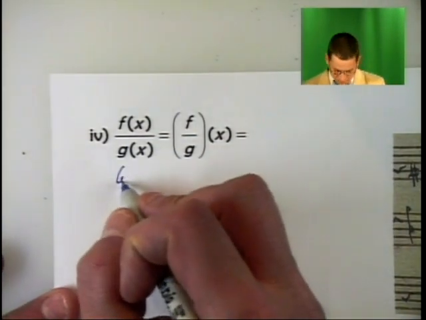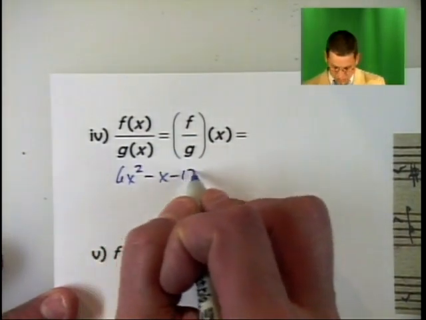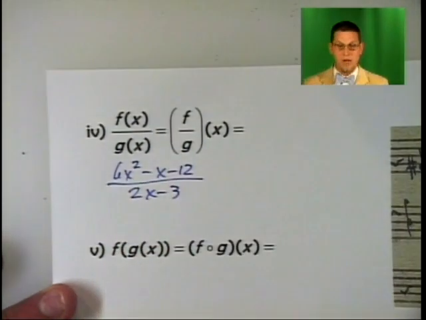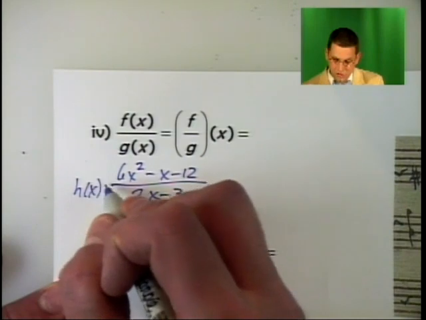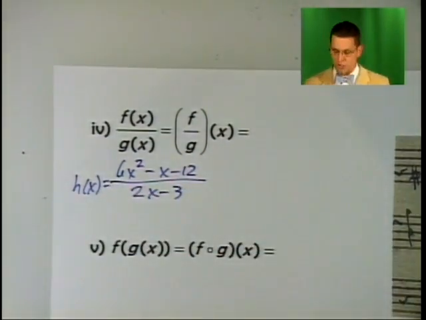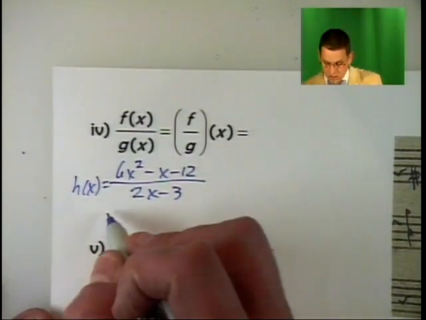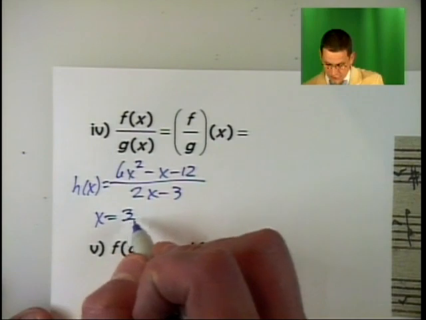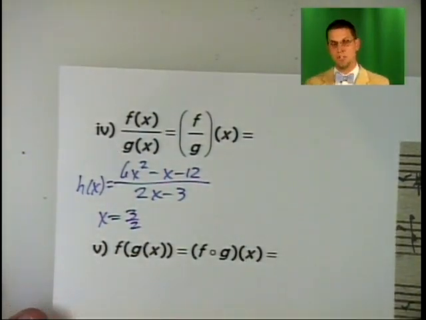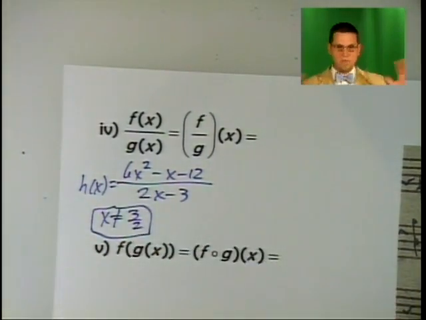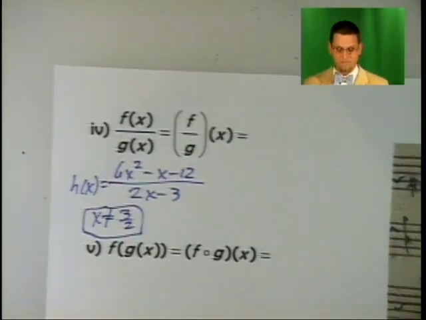F of x, if you remember, was 6x squared minus x minus 12 divided by g of x, which was 2x minus 3. Now right there, we've created a new equation. It's a rational function, the ratio of two polynomials. Let's quickly look to see what value of x makes the denominator 0. If you set 2x minus 3 equals 0 and solve, you get x equals 3/2. That's the singular value that makes a 0 in the denominator, so x cannot equal that. That's the only value that's off limits in this new equation.